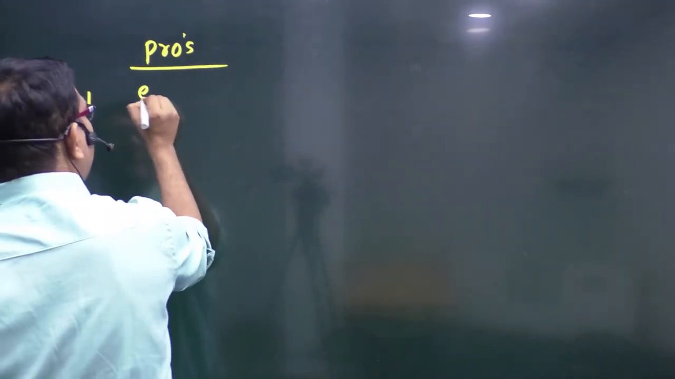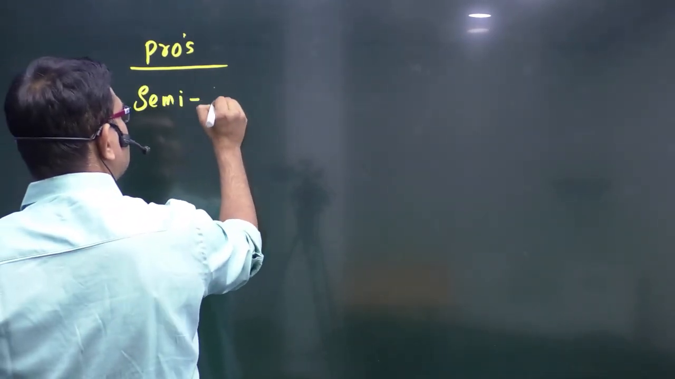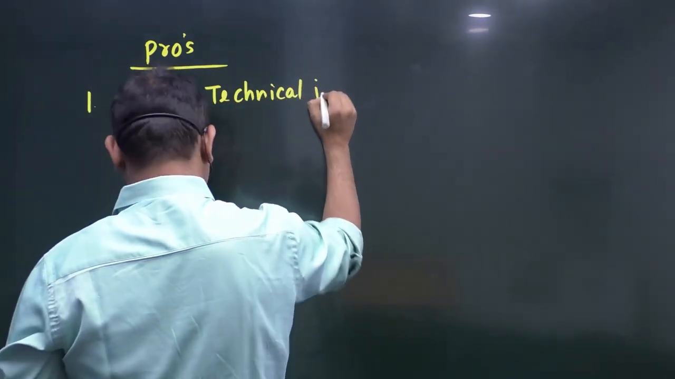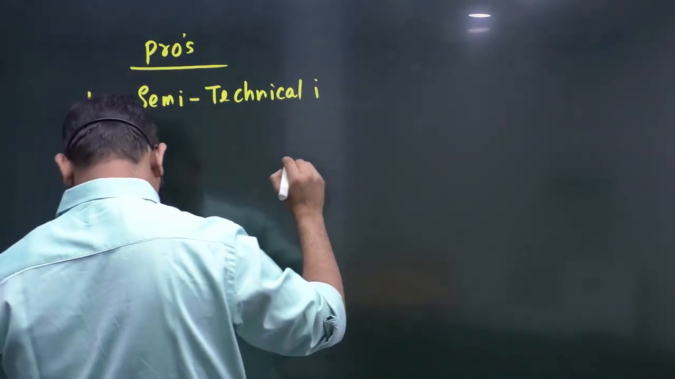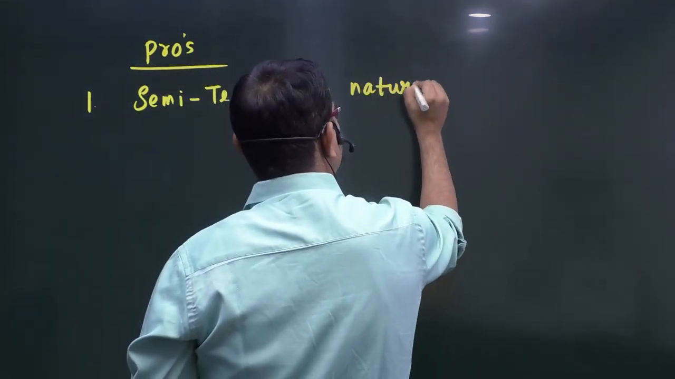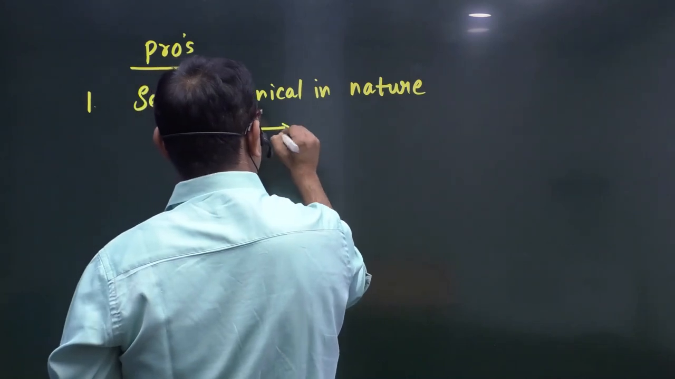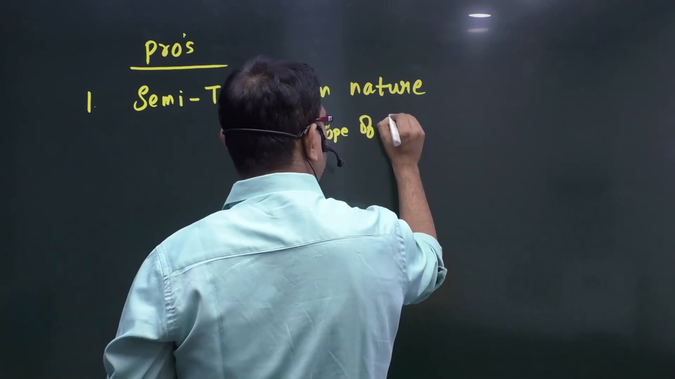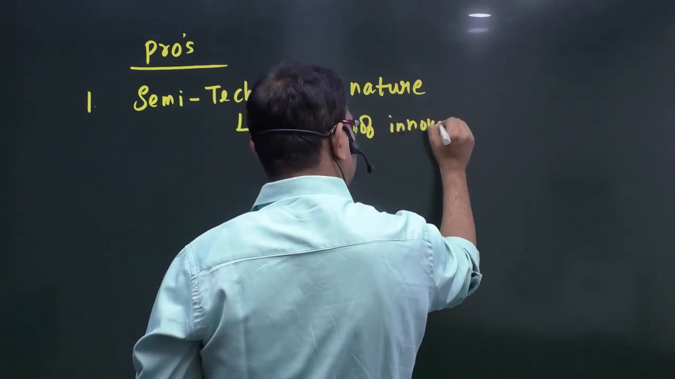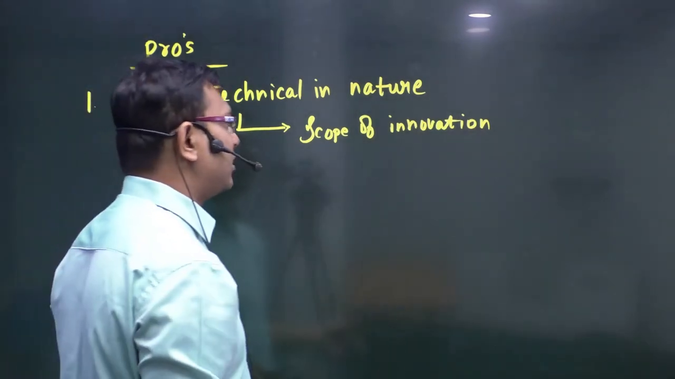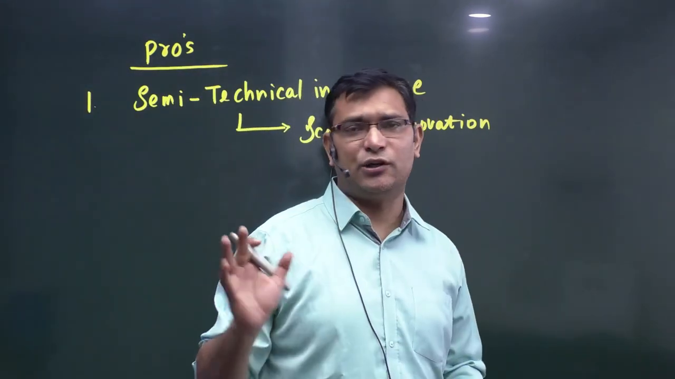What are the positives? First of all, it is semi-technical in nature. And because of being semi-technical in nature, it has more scope of innovation. Innovation where? In the diagrams, in the maps. In those areas you have more scope of innovation. That is the best thing you have.